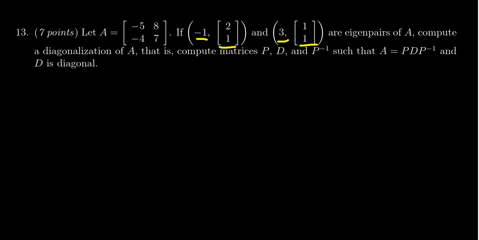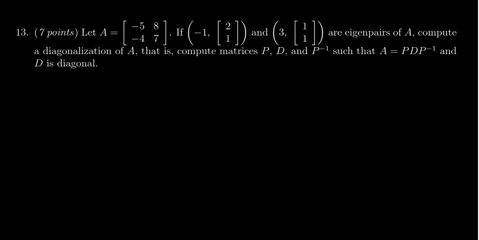So we see that A times the vector 2, 1 gives you negative 1 times 2, 1. And A times the vector 1, 1 gives you 3 times 1, 1. So we have these eigenpairs. And we're asked to compute a diagonalization of A, which means we need to find the factorization of A, where A equals P D P inverse, where P is a non-singular matrix, so that P inverse makes sense, and D is a diagonal matrix. So how do we compute this diagonalization?